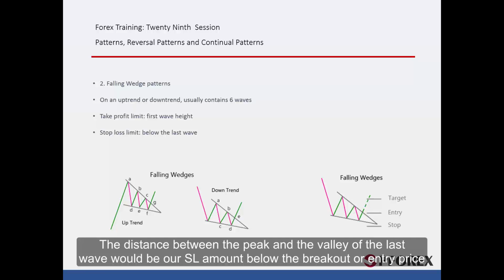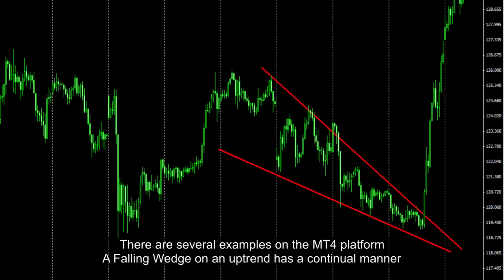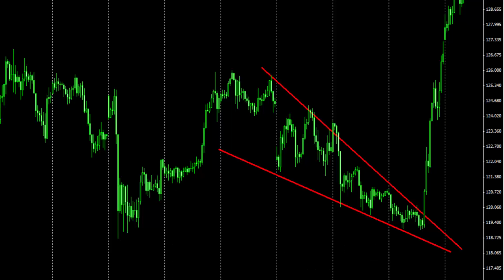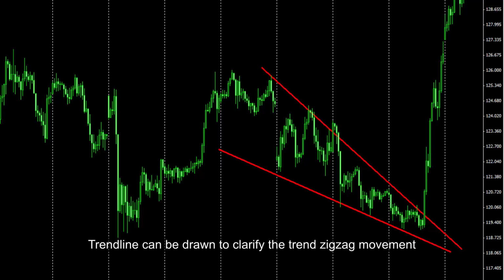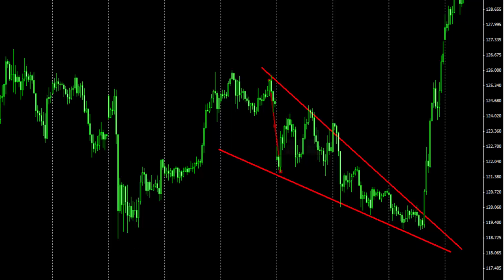The distance between the peak and the valley of the last wave would be our SL amount below the breakout or entry price. There are several examples on the MetaTrader 4 platform. A falling wedge on an uptrend has a continual manner. Trend line can be drawn to clarify the trend zigzag movement.